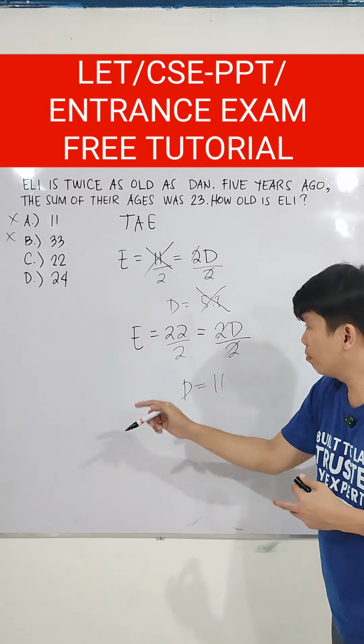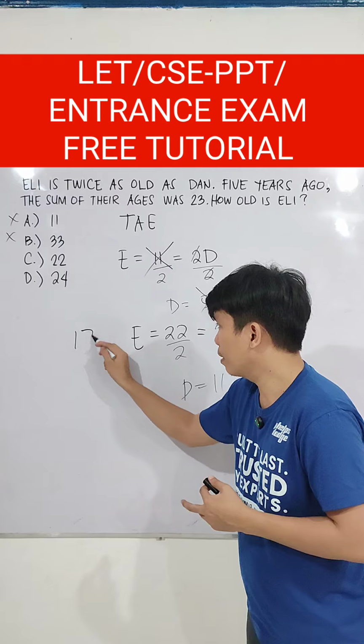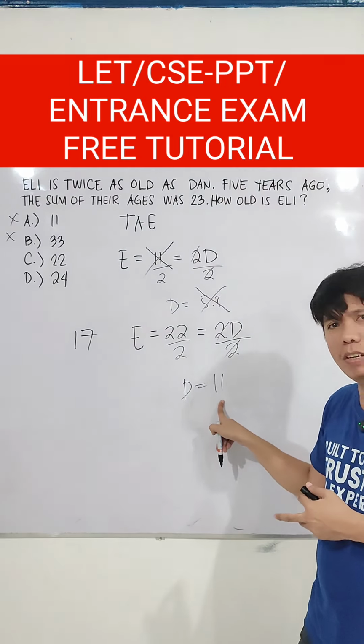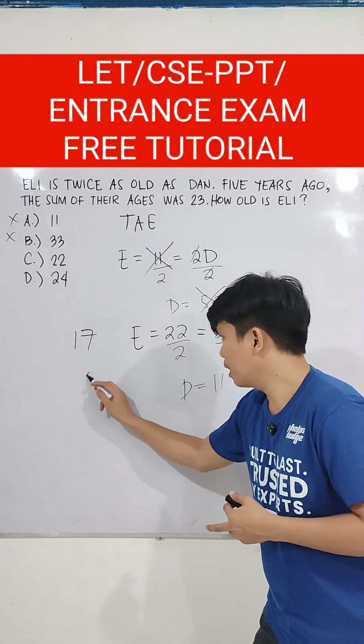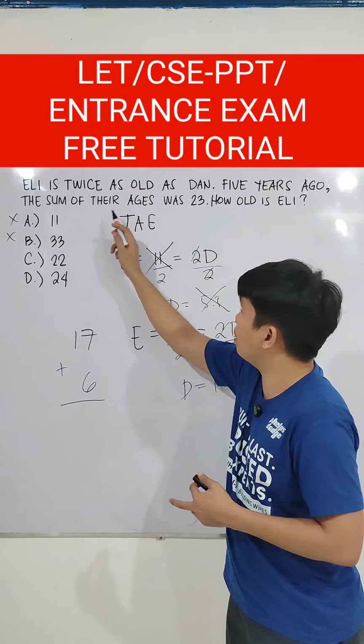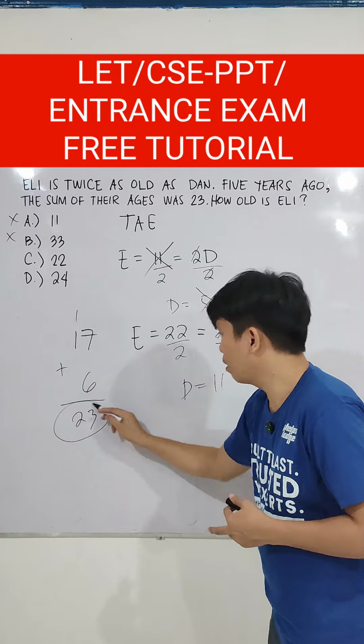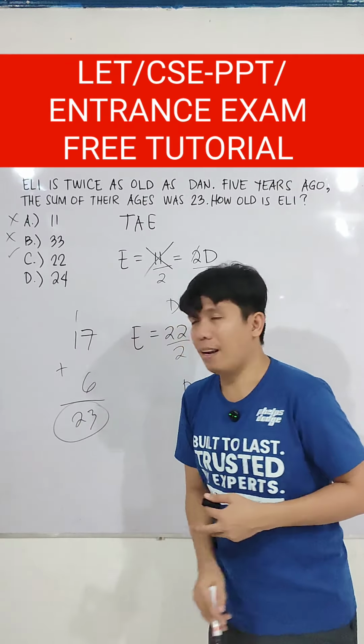5 years ago, how old is Ellie? 22 minus 5, that would be 17. How about Dan 5 years ago? That would be 6. Now, let's add, because it says there that 5 years ago, the sum of their ages was 23. 17 plus 6, 13, carry 1, 23. So therefore, our correct answer is letter C.